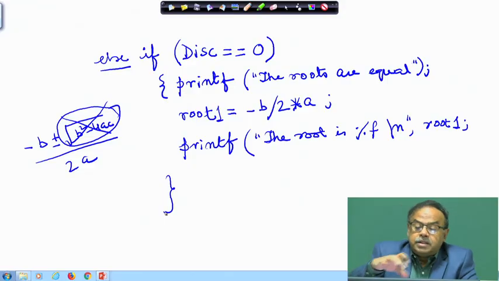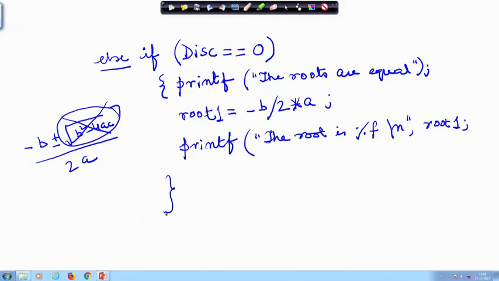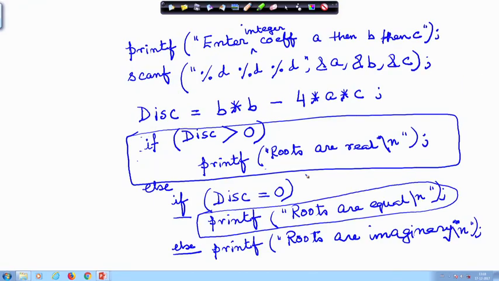Okay. This is this part if the discriminant is 0. See, yeah. So, I have just mentioned root 1. Why? Sorry. You see here I declared only root 1 and root 2. I did not declare any root. So, I can make root 1, root 2. Now, so this is replacing this part.